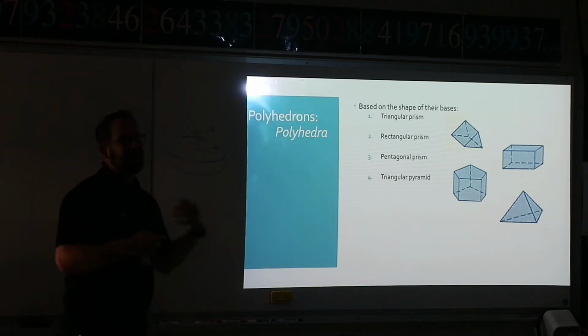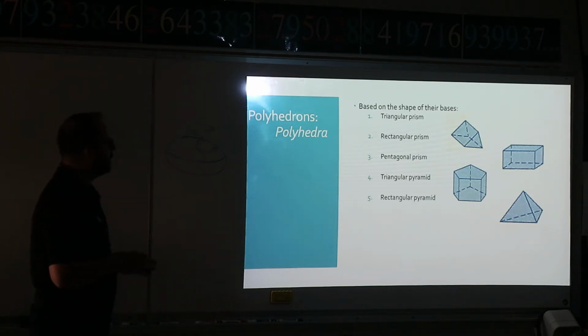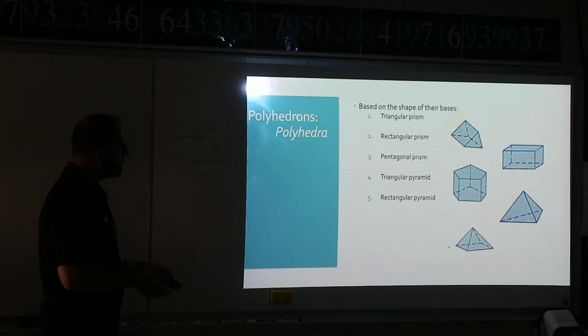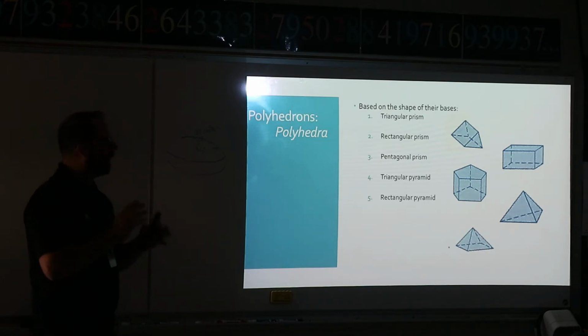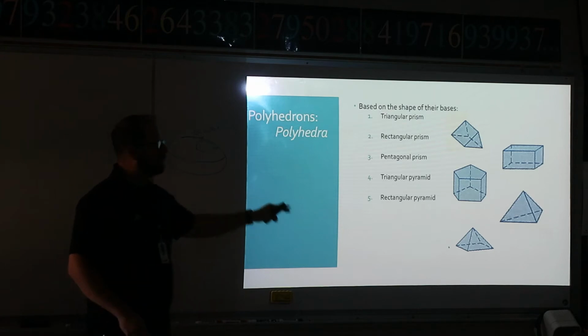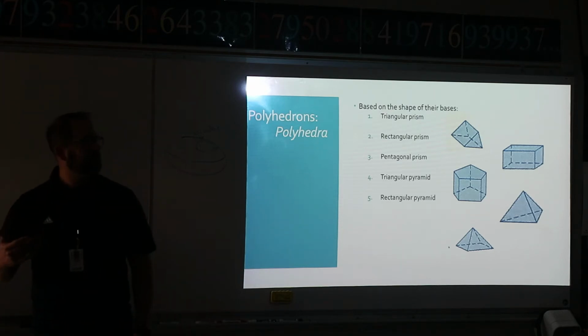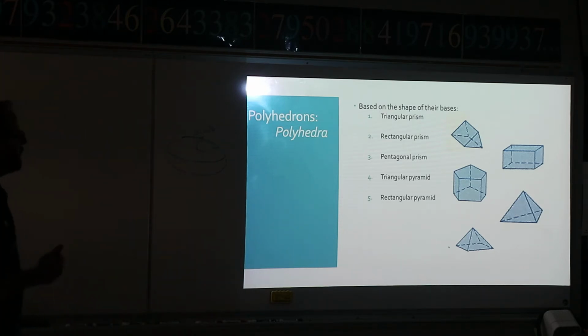If I go to a rectangular pyramid, it's got a rectangle for a base, and it goes up to a point, with triangle faces. The rectangular pyramid is what most people think of as the Great Pyramids. The pyramids in Egypt are not triangular pyramids; they're square pyramids. So they held up way better.